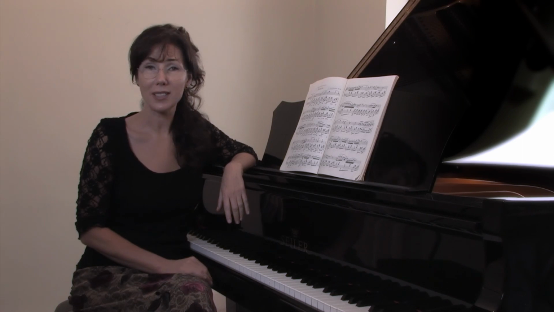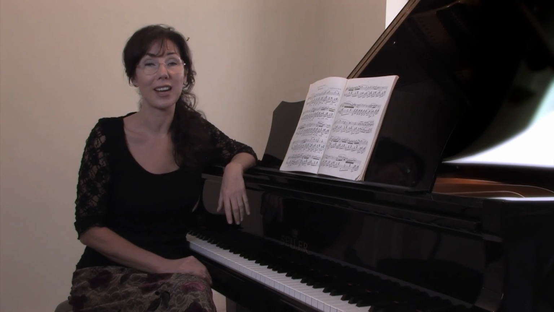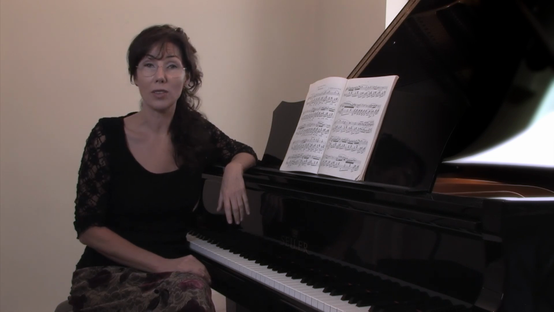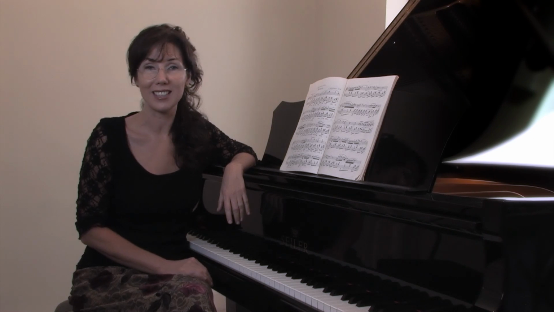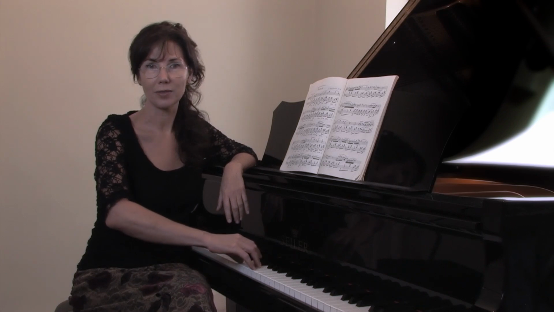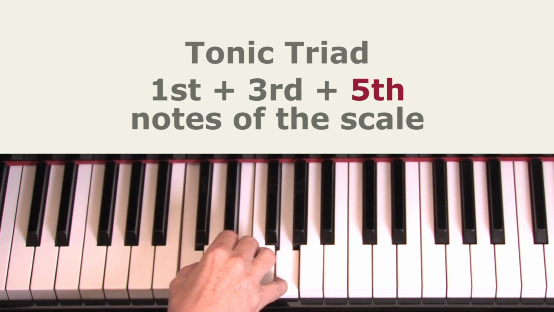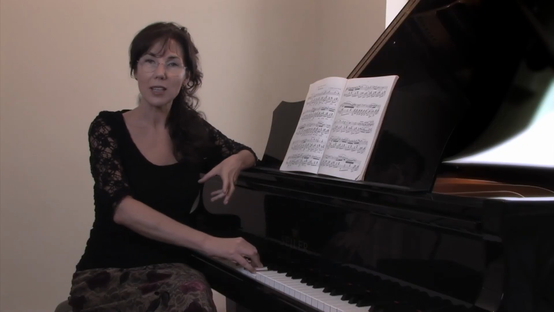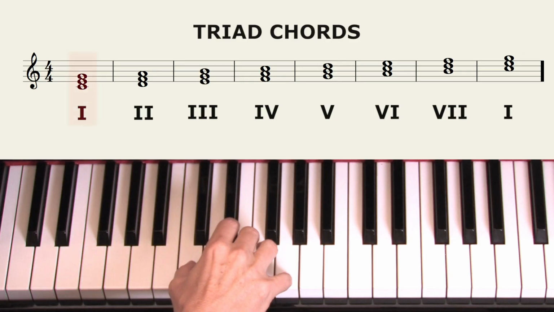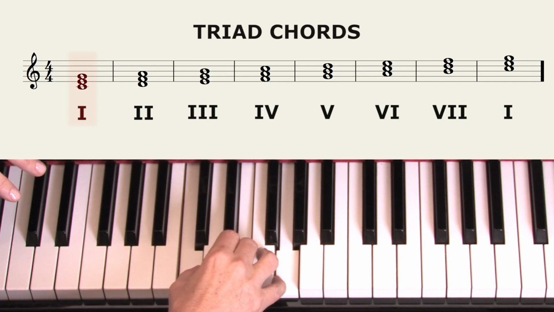Before we start, please make sure that you've seen my session on tonic triads and their positions, as it's going to be imperative that you know that before we really get into this. So we do know how to make a tonic triad. It's the first, third and fifth note of the scale. But we're not limited to making triads just on the tonic. We can make a triad on every single note of the scale.